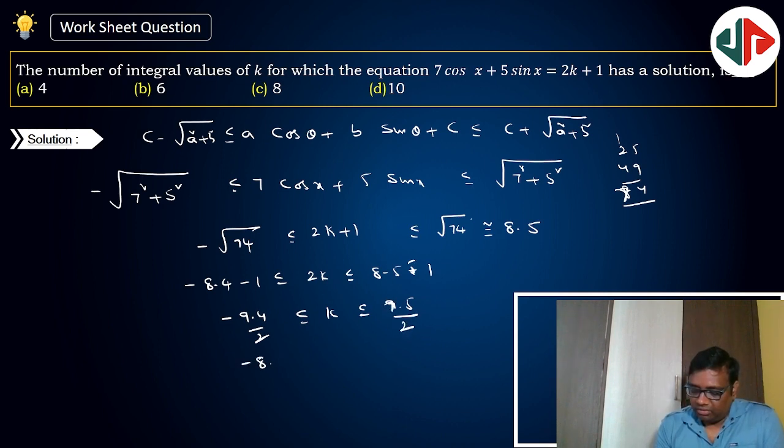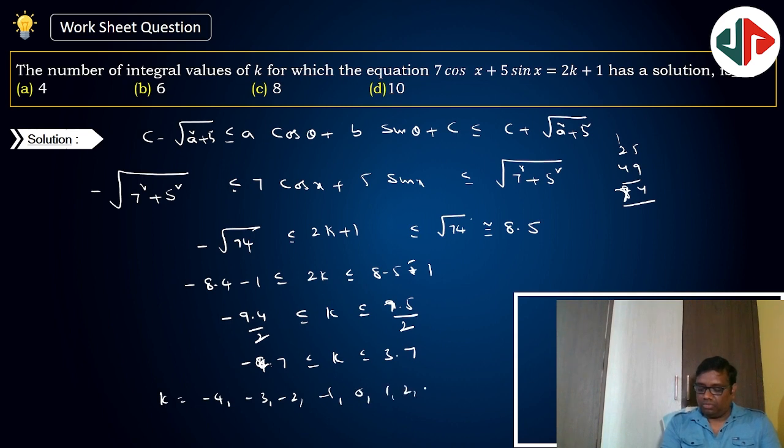So k is less than or equal to 3.7. So how many values will exist here? Approximate values will exist here. K value will be minus 8 approximately, minus 8 minus 1, minus 9, minus 9 by 2 less than or equal to 7 by 2. Possible values of k are minus 4, minus 3, minus 2, minus 1, 0, 1, 2. How many solutions can you get? 1, 2, 3, 4, 5, 6, 7, 8.